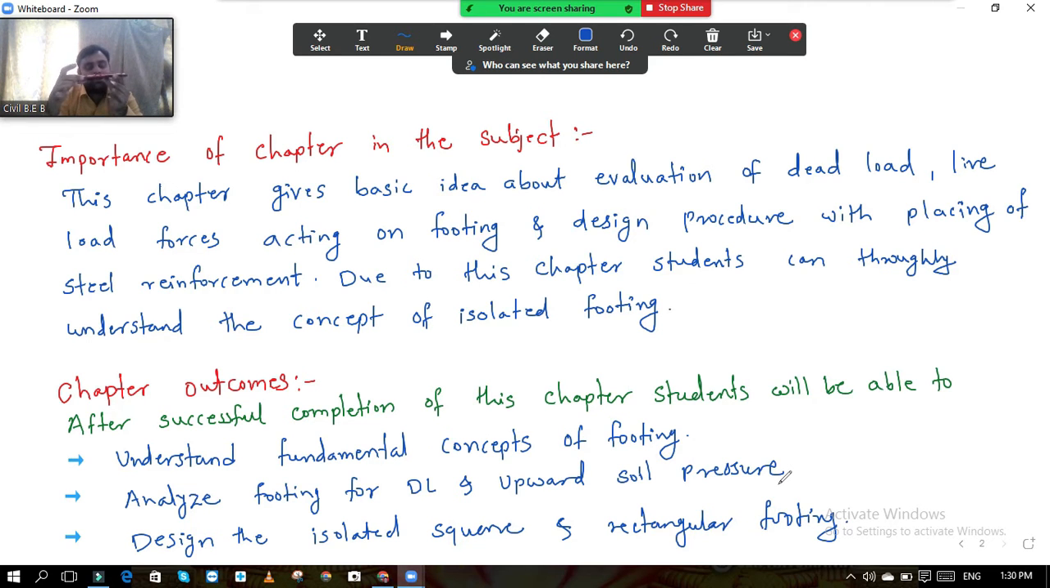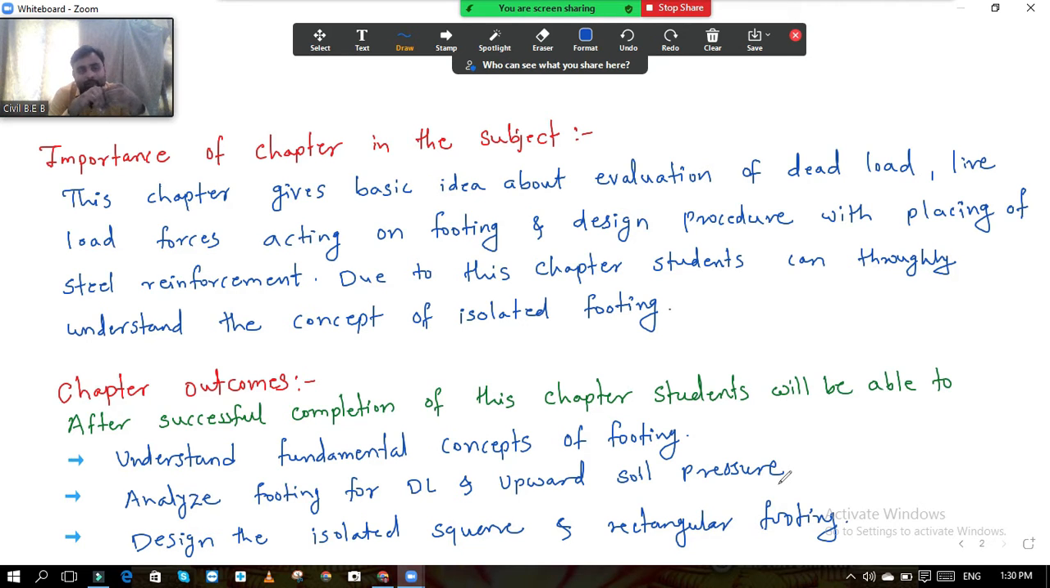So these types of foundations are called shallow foundations. In shallow foundations the depth is less as compared to the cross-sectional dimension, but in deep footings exactly the opposite case is there. The depth of the footing is very high into the ground. Normally we call these types of footings pile foundations.